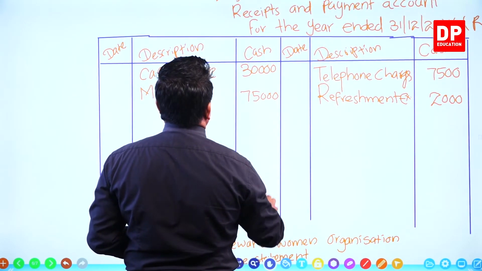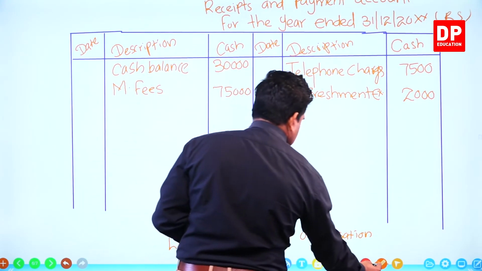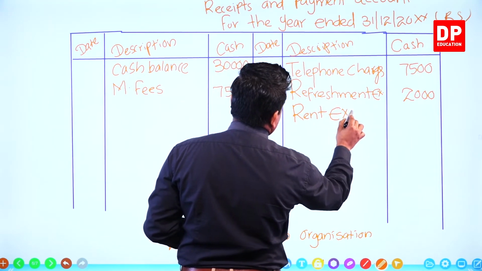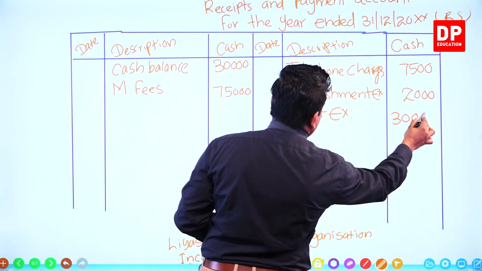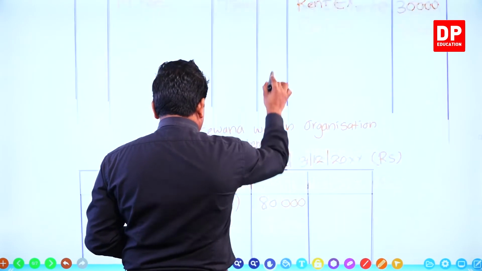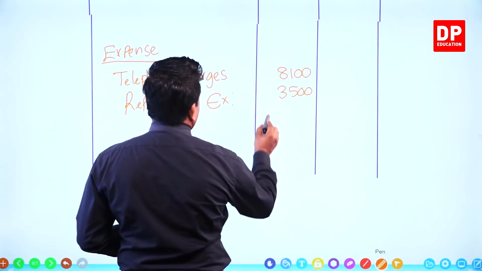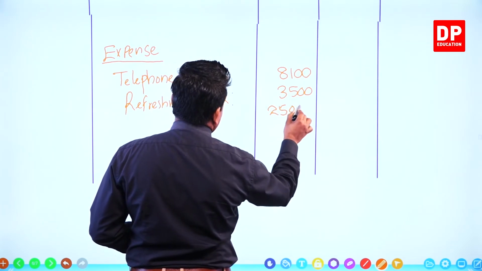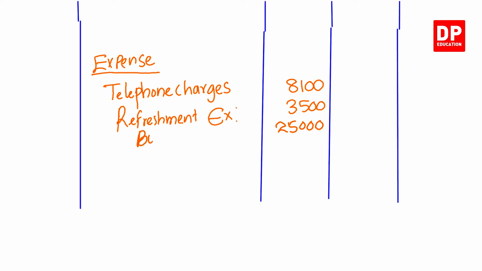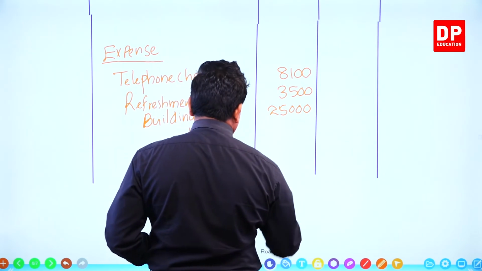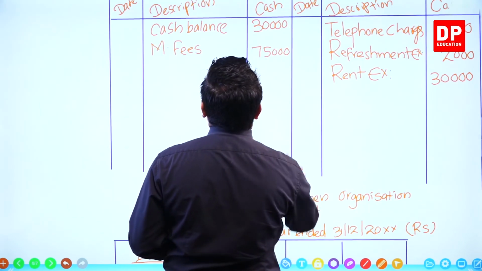Rent payment. But before you go there, we can write it here. Rent expense 30,000. We have done it by cash, so we put it on the credit side. But in the income statement, you write only the 25,000. Building rent 25,000. Why do we put 25,000? Because 5,000 is for the next year. 30,000 minus 5,000, 25,000. We put it here. Now the next one.